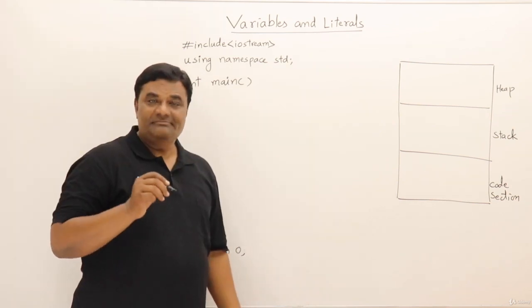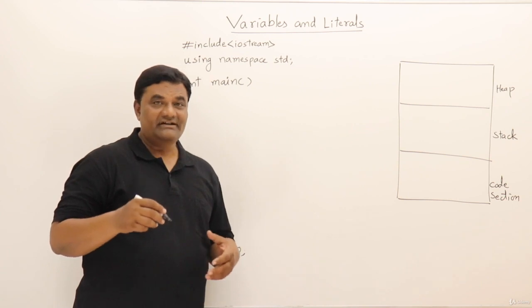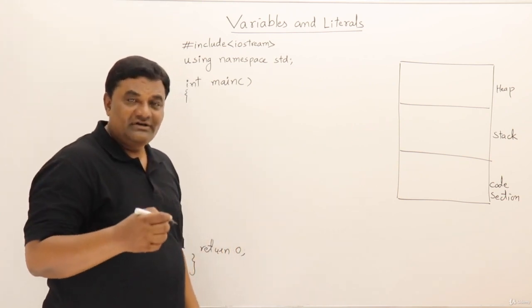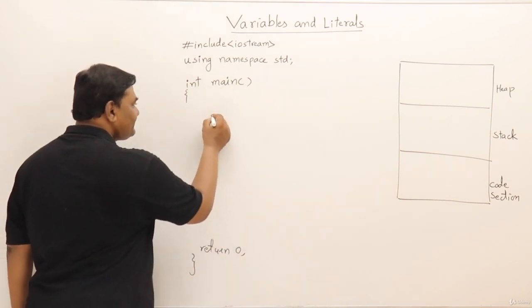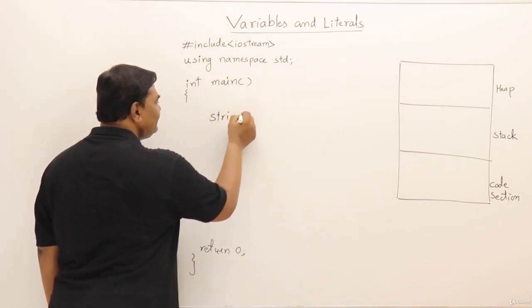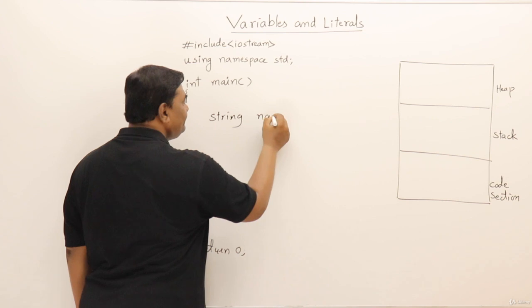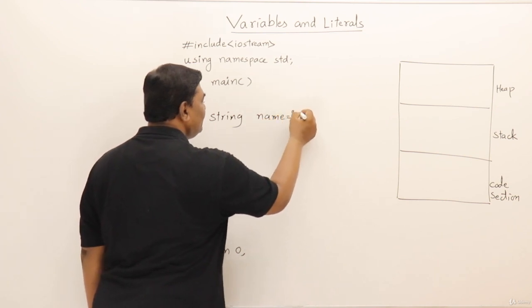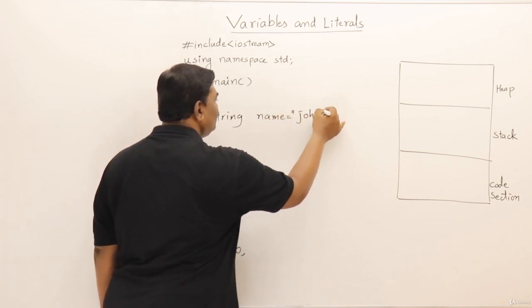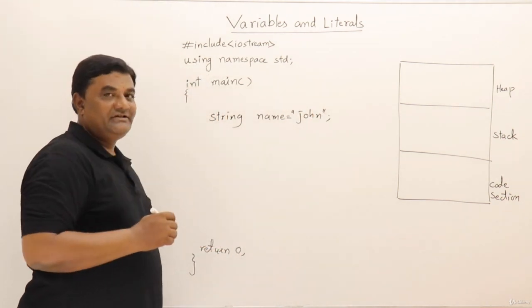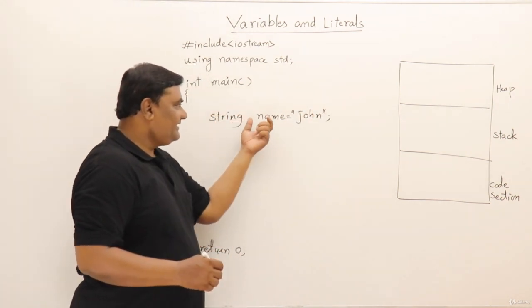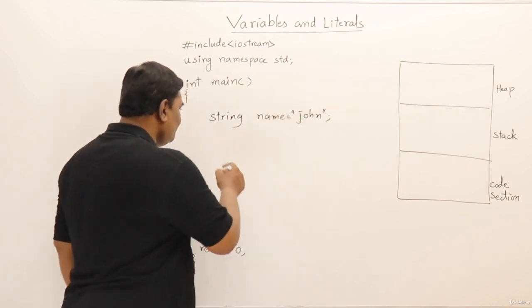See, string is not a primitive data type, but it is a class provided by C++, and you can create variables. They are called as objects. So string, this is small letter, name John. So this is given in double quotes. So string literals should be given in double quotes. So this will be creating an object and this will be an initial value.